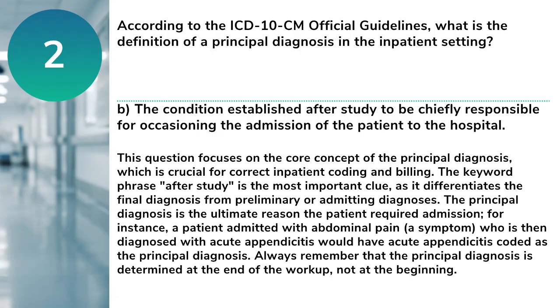For instance, a patient admitted with abdominal pain, a symptom, who is then diagnosed with acute appendicitis would have acute appendicitis coded as the principal diagnosis. Always remember that the principal diagnosis is determined at the end of the workup, not at the beginning.